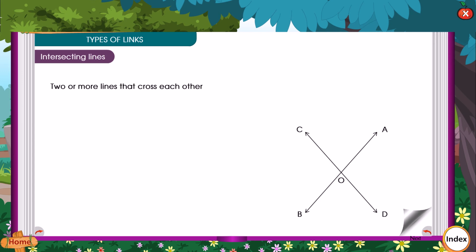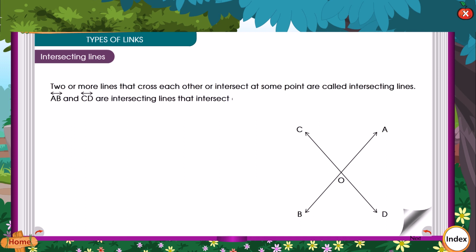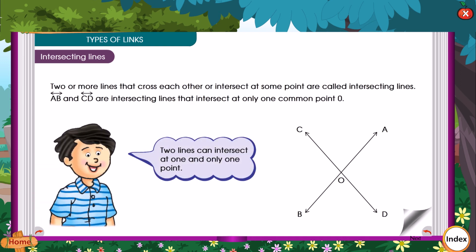Intersecting lines. Two or more lines that cross each other or intersect at some point are called intersecting lines. AB and CD are intersecting lines that intersect at only one common point, O. Two lines can intersect at one and only one point.